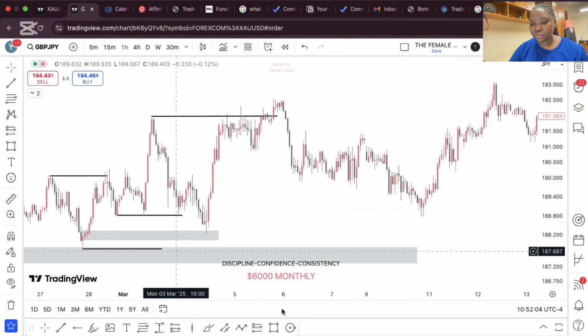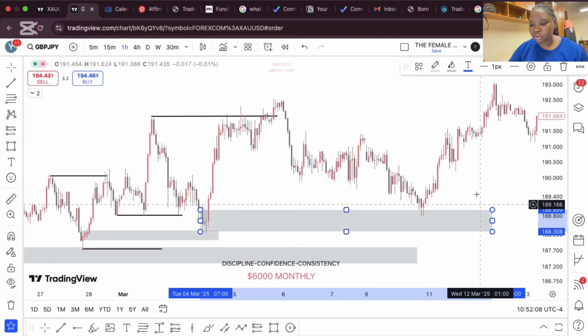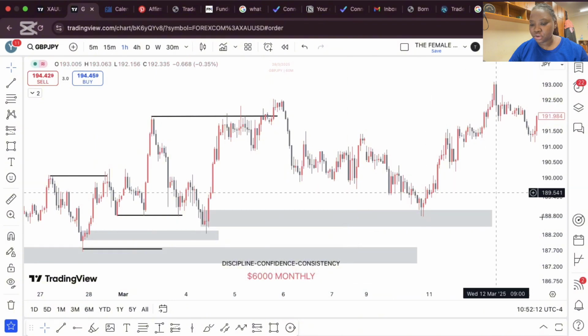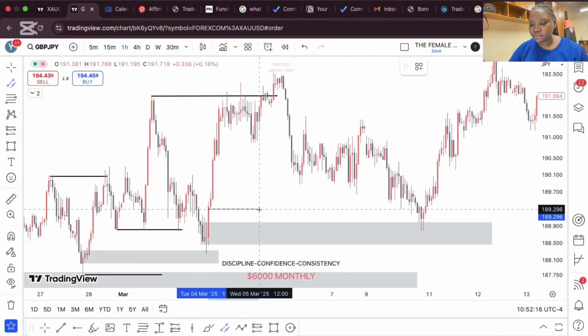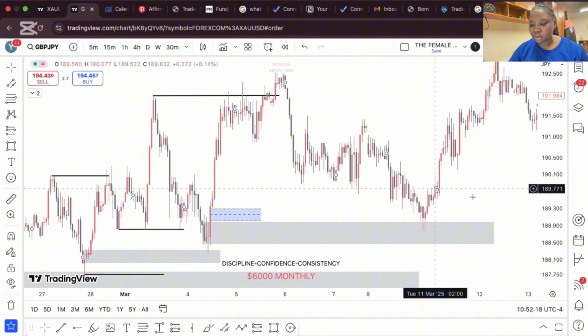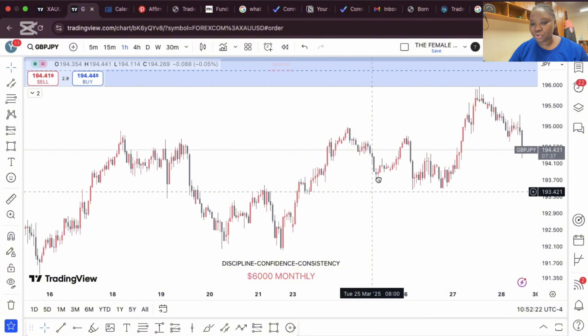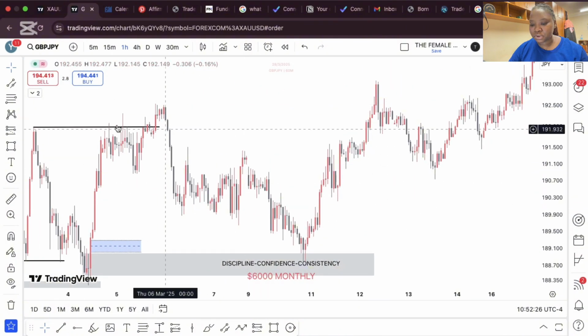Next thing, it moved, of course, and it left behind another order block here. This is our new order block here. Price left this order block. It left this fair value gap here. Price tapped into it and it kept on moving. That is literally what has been happening.